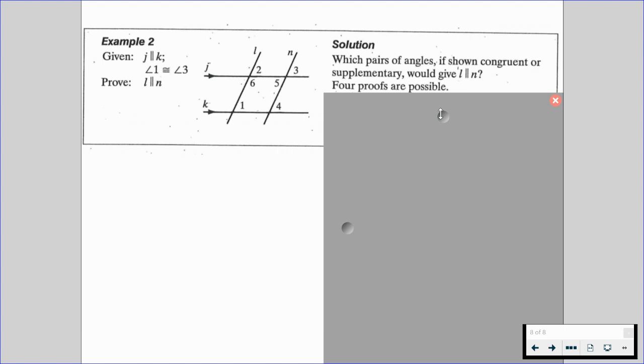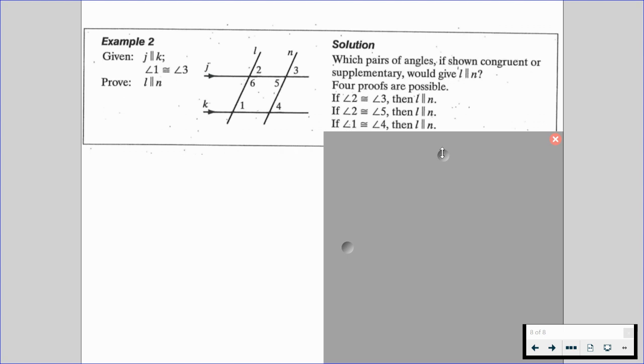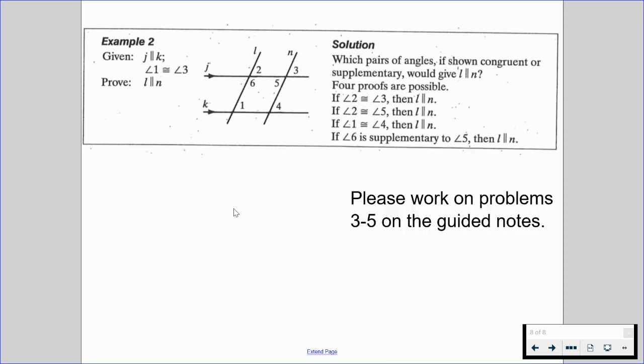So there's 4 different ways to go about it. We could eventually say if angle 2 is congruent to angle 3, then we're going to have line L is parallel to line N because 2 and 3 are corresponding angles. If angle 2 is congruent to angle 5, then we could have that line L is parallel to line N because those are alternate interior angles. If angle 1 is congruent to angle 4, then we can show that line L is parallel to line N because those are corresponding angles. And if angle 6 is supplementary to angle 5, then we can justify and say that line L is parallel to line N. With this in mind, please work on problems 3 through 5 on the guided notes.